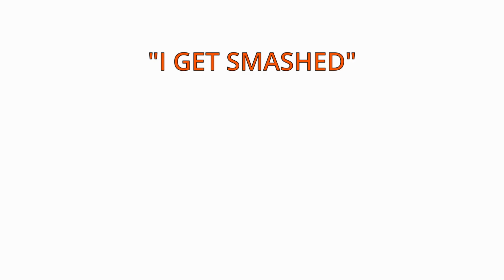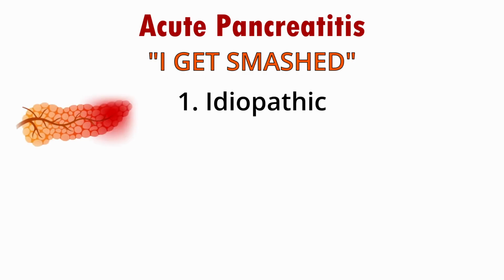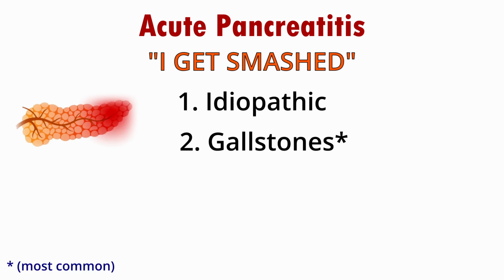In this video, we're going to cover acute pancreatitis, which is a life-threatening condition affecting the pancreas. The etiology of acute pancreatitis can be summarized using the mnemonic "I get smashed," where I is idiopathic, meaning it's an unknown cause. G is for gallstones, which can obstruct the pancreatic duct, causing increased luminal pressure and subsequently activation of pancreatic enzymes. The E is ethanol, so alcohol use.